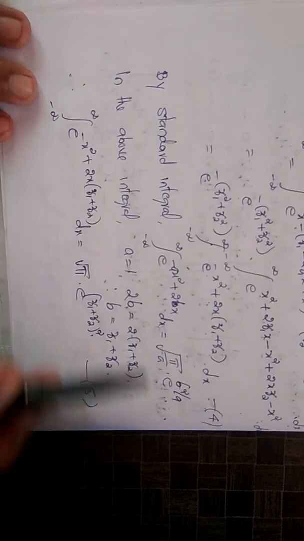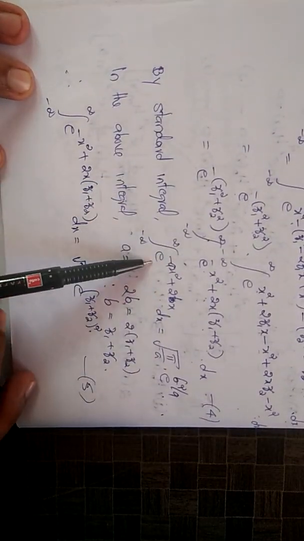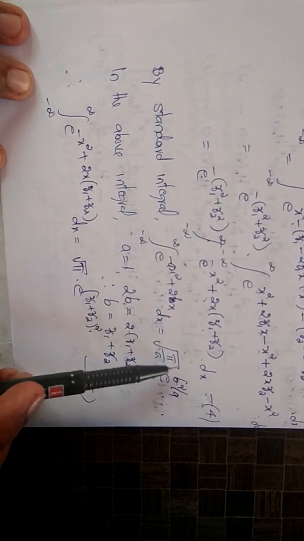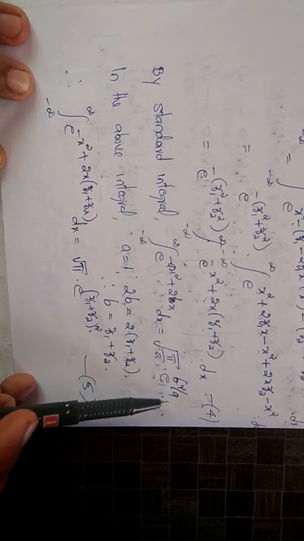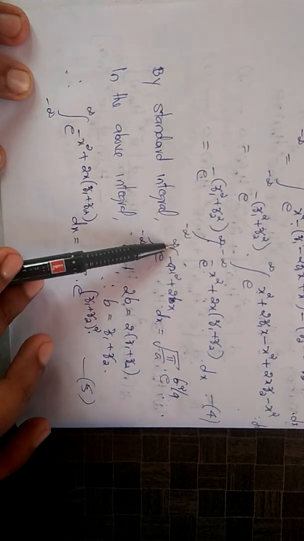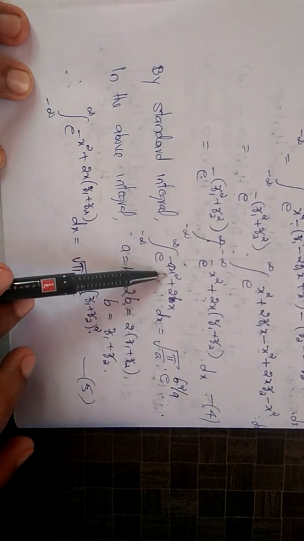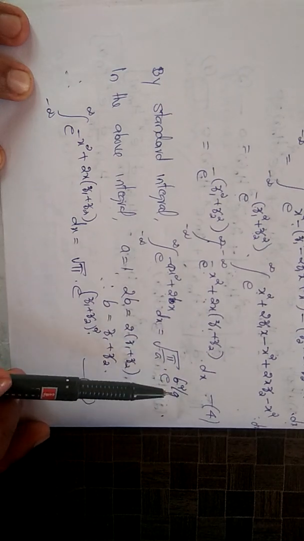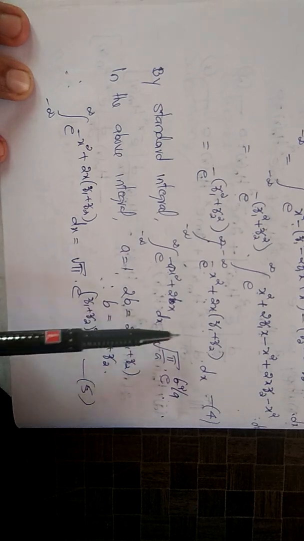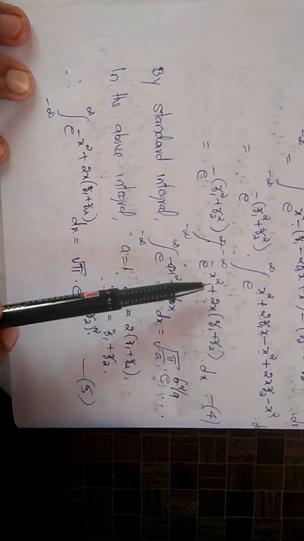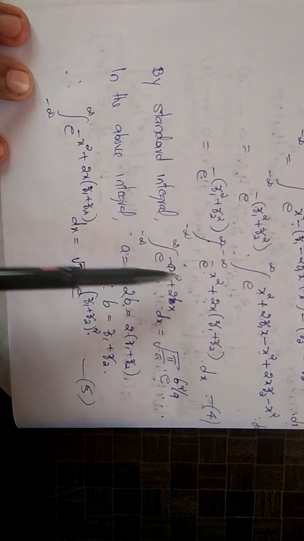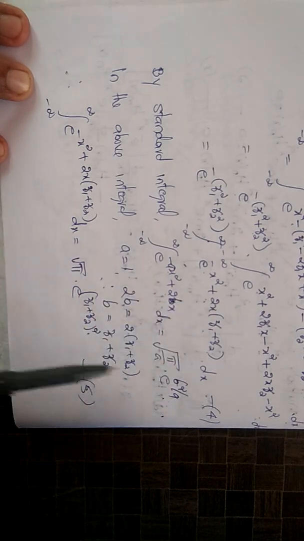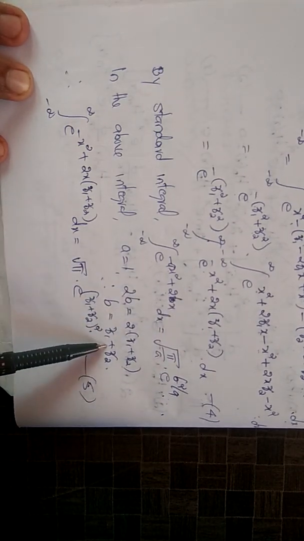Okay, so now we have a standard integral: integral from minus infinity to plus infinity of e raised to minus a x square plus 2bx dx is equal to root of pi by a into e raised to b square by a. So when we compare this integral with the standard integral, you can find that here a is equal to 1, and 2b is equal to 2 into (z1 plus z2), which means b is equal to z1 plus z2.